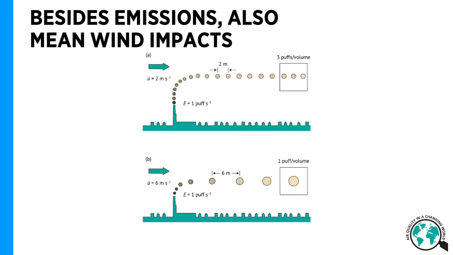Here, the effect of wind is demonstrated. You can see that there are two meteorological conditions, 2 meters per second wind and 6 meters per second wind, and the emission coming from a power plant being 1 puff per second. What happens with this lower wind speed is that the puffs are less efficiently transported away from the urban area, meaning that after some time, the concentration would be 3 puffs per volume. Whereas if you have greater wind speed, 6 meters per second, you can see how the puffs are more efficiently transported away from the city, leading to a concentration of 1 puff per volume. From here, you can see how the wind speed is impacting on the actual concentrations measured in an urban area.